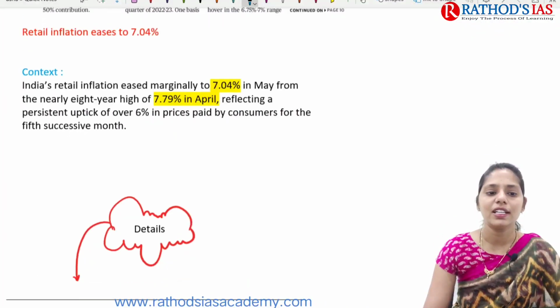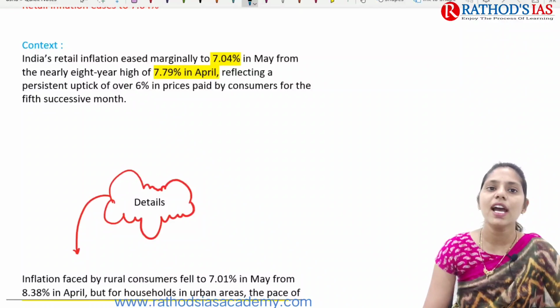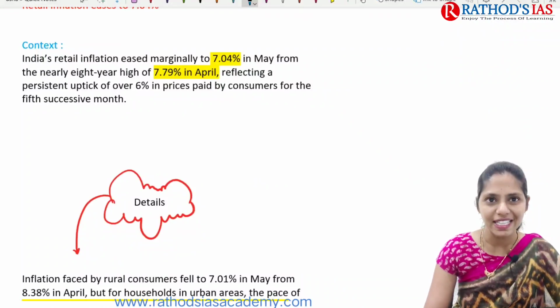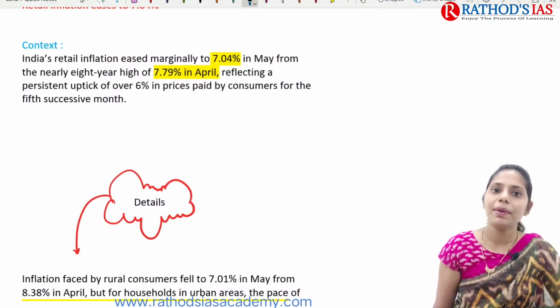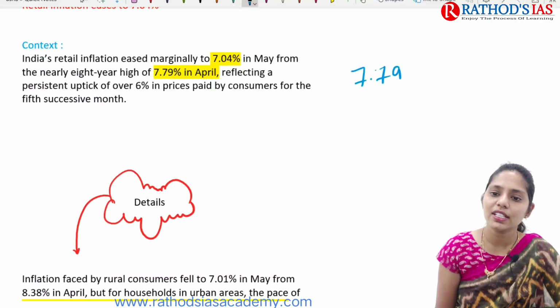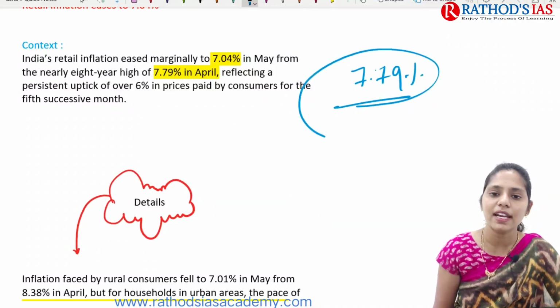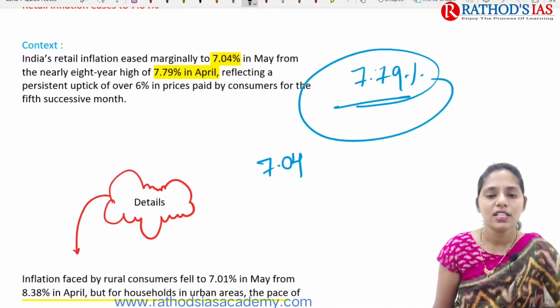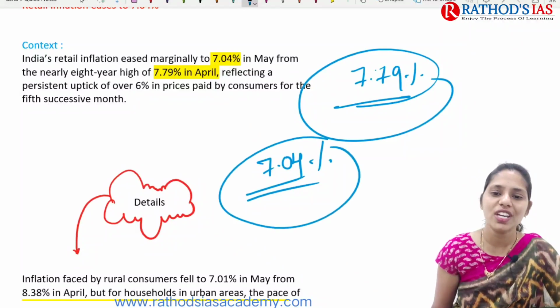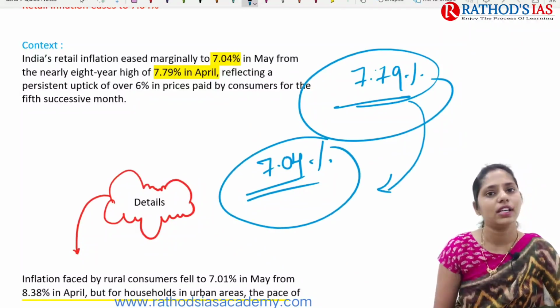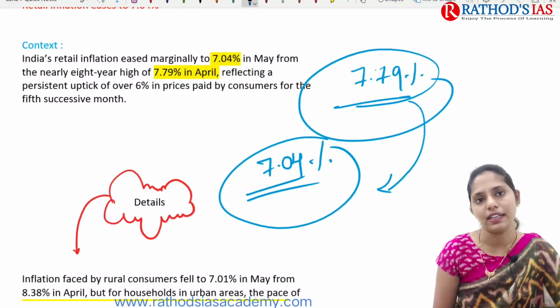If you see the context, it mainly says that India's retail inflation eased marginally to 7.04% in May from the nearly 8-year high of 7.79% in April. So in April, retail inflation was 7.79%, and now in May it is 7.04%. So we can say a slight ease of retail inflation is seen in the market.